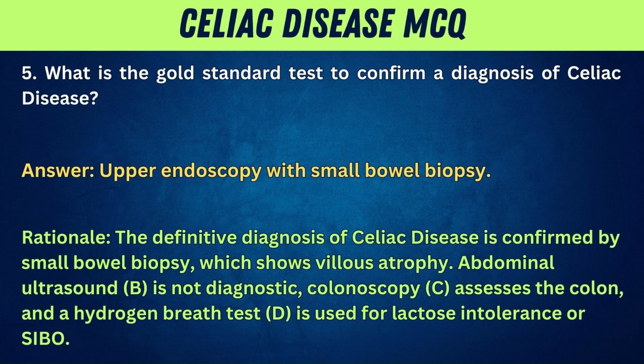Rationale: the definitive diagnosis of celiac disease is confirmed by small bowel biopsy, which shows villus atrophy. Abdominal ultrasound, B, is not diagnostic. Colonoscopy, C, assesses the colon, and a hydrogen breath test, D, is used for lactose intolerance or SIBO.